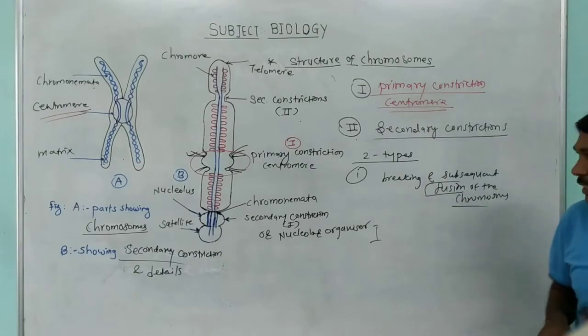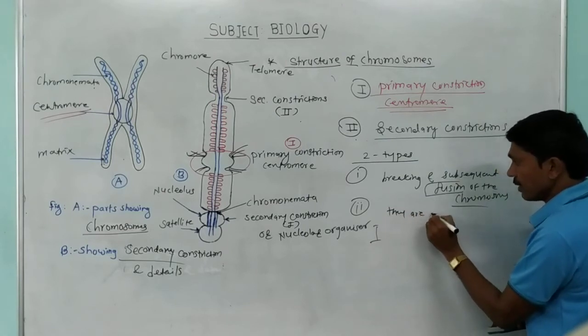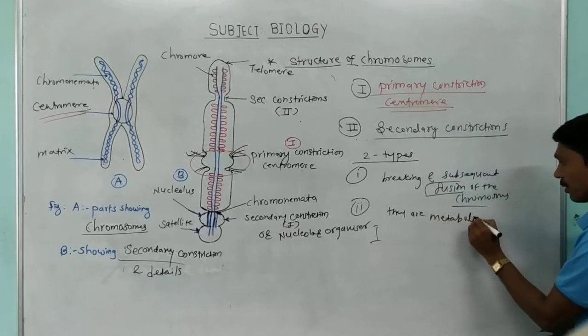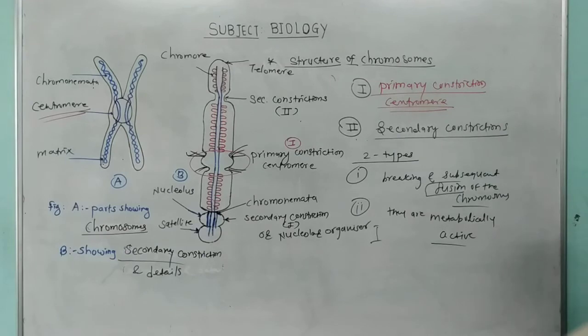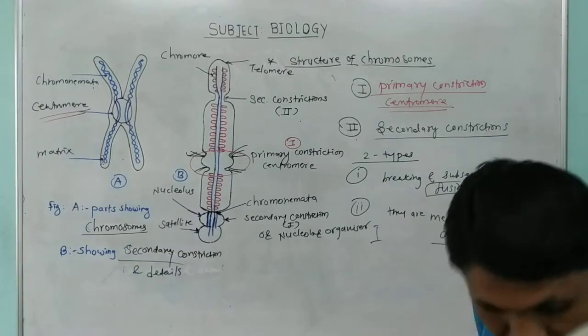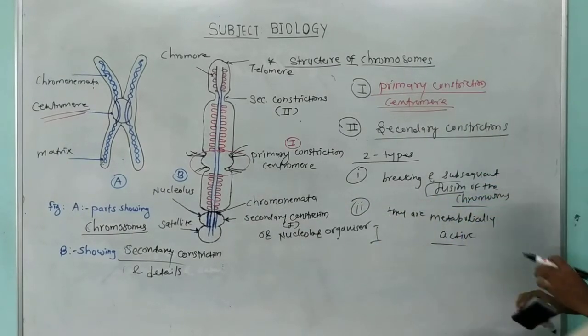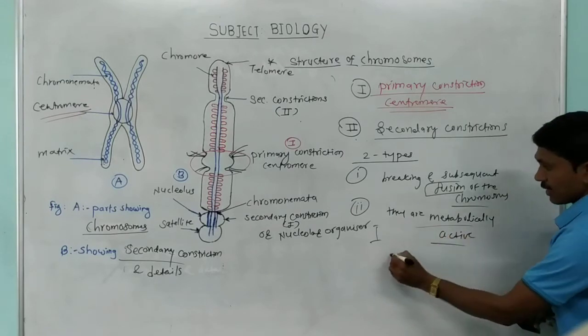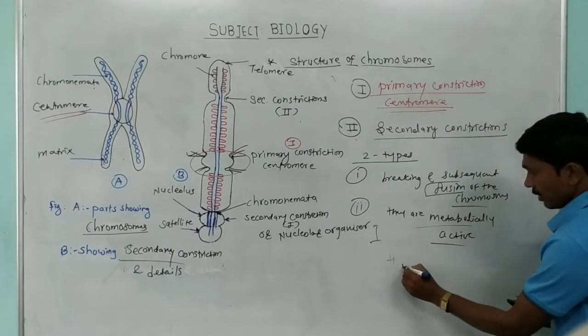And the second one is that they are metabolically active during cell division. If you see the structure of the chromosome here, they give rise to nucleoli.